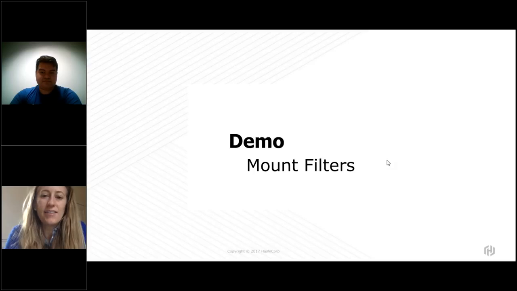Okay. And then the next question is, which version of Vault are the mount filters available on? The mount filters have been available since, I believe, Vault 0.9. So they are in Vault as of today, and they're within Vault Enterprise Premium specifically. Okay. And then another question is, do we have plans to include the web UI into the community OSS version?